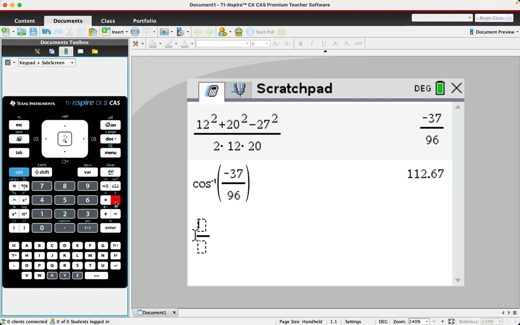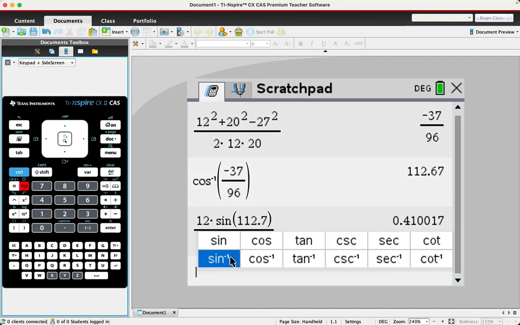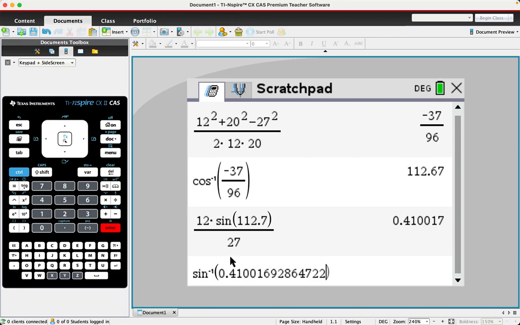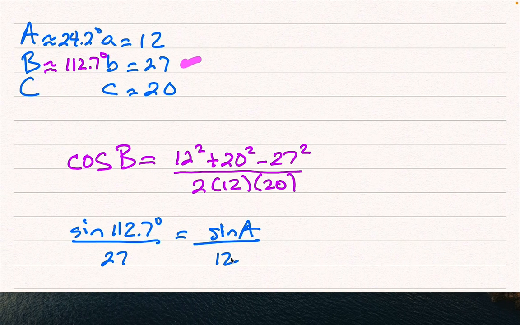Control divide. I want 12 times the sine of 112.7, and I want to divide that by 27. And when I do this, Control enter, you can see this doesn't look anything like an angle, which is going to clue me that I have to do the arc sine. So I take the arc sine of that measure, and I get my angle here, which is about 24.2 degrees. So I want to record that, 24.2 degrees, and there it is.